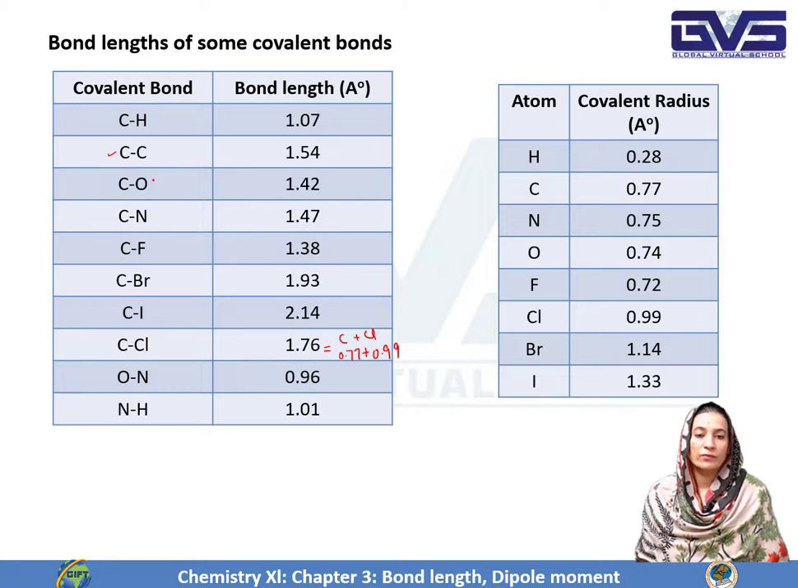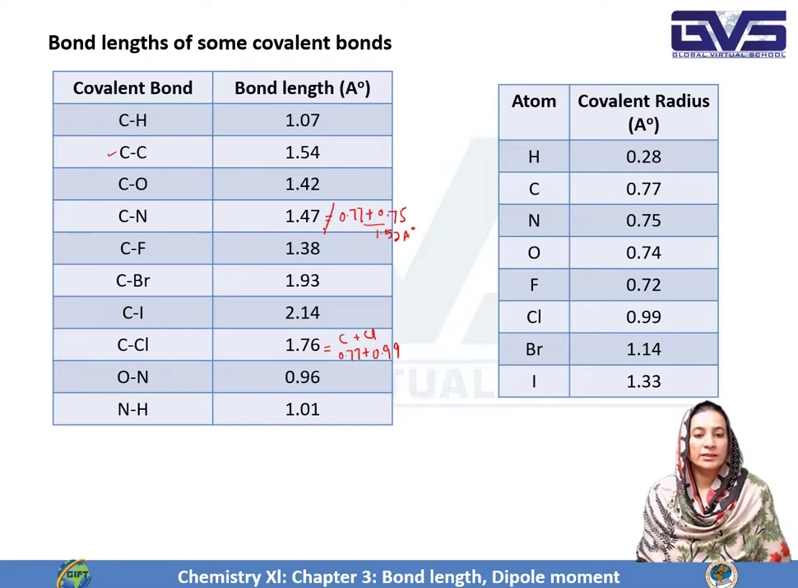How do they vary? For example, we take the C-N bond. This should be equal to the covalent radius of carbon, that is 0.77, plus the covalent radius of nitrogen, that is 0.75. So its sum should be equal to 1.52, but in actuality it is equal to 1.47 angstrom.